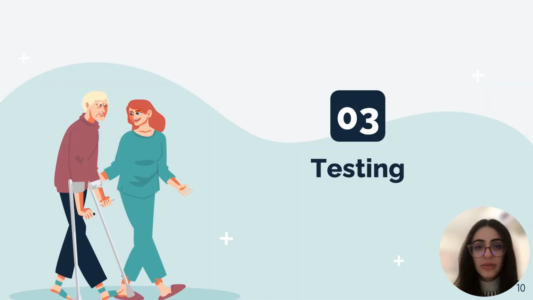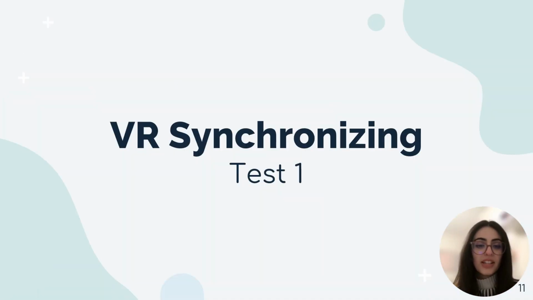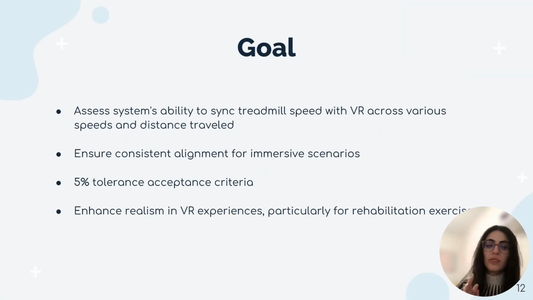Moving on to testing. Our first test was the virtual environment synchronization test. So the goal of this test was to assess the system's ability to synchronize the treadmill speed with the virtual environment speed across various speeds and distances traveled by the patient. And it was also important to ensure consistent alignment between the data gathered from the treadmill and the virtual environment to obtain the most immersiveness of the environments.